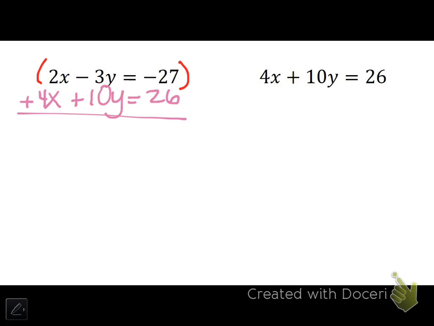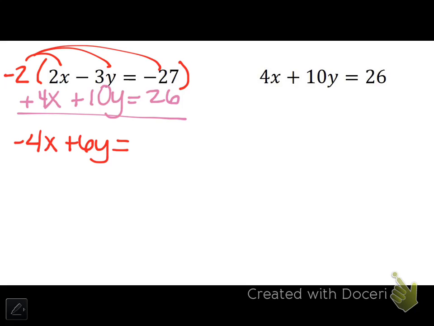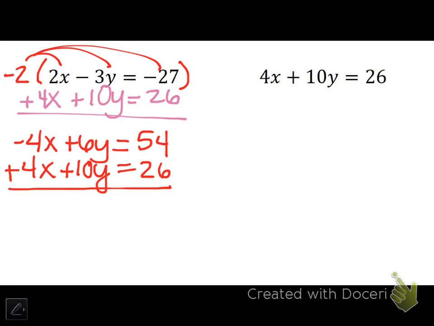So if we cancel our x's, we can multiply the top by 2 to get them both to be 4x, but for them to cancel, one has to be positive, one has to be negative, so we're going to multiply by negative 2. So we're going to go ahead and distribute this. Negative 2 times negative 3y is 6y. Negative 2 times negative 27 is positive 54. Then I'm going to rewrite. And now when I add, negative 4x plus 4x is 0, so that's what we did. We eliminated one. 10y plus 6y is 16y, and 54 plus 26 is 80.